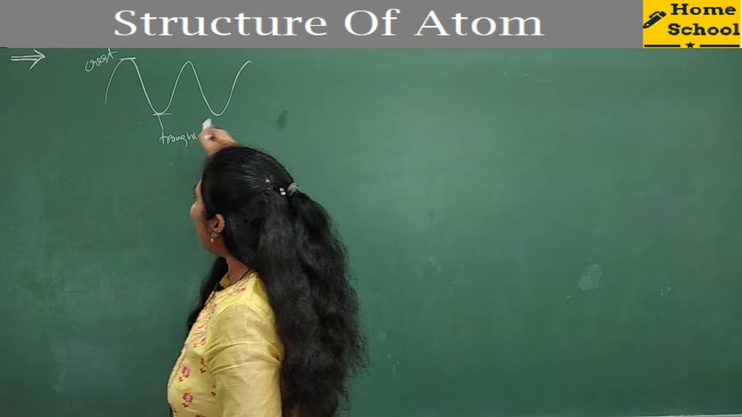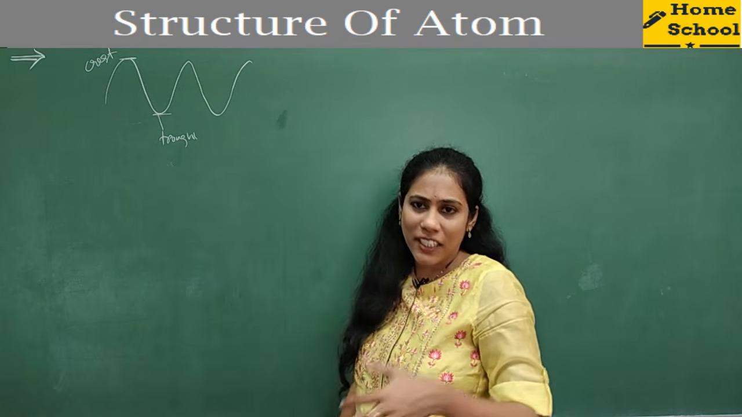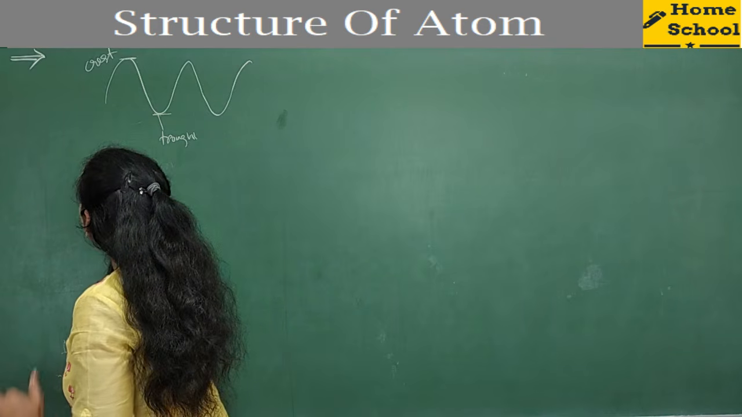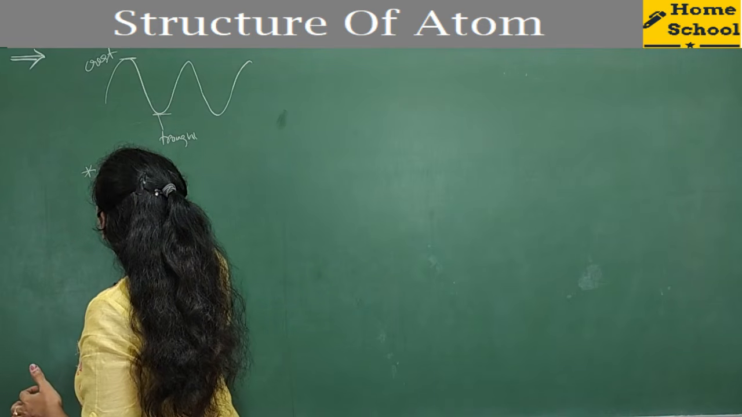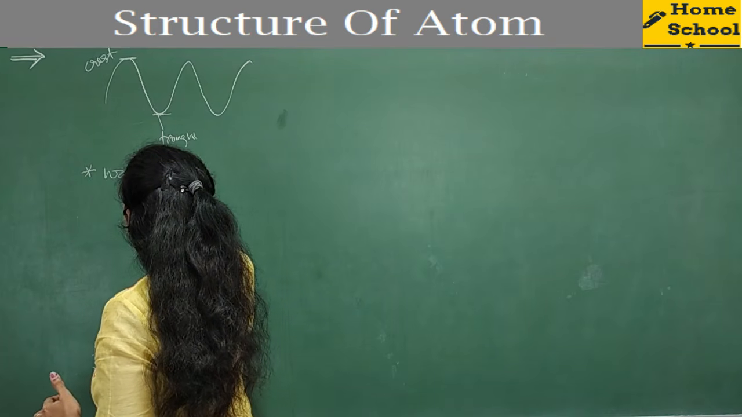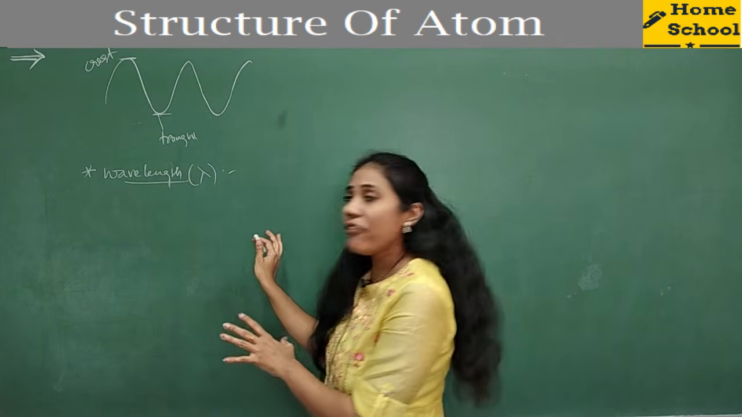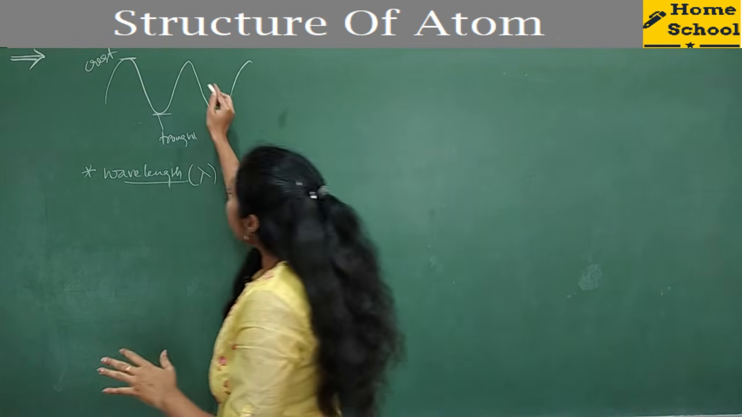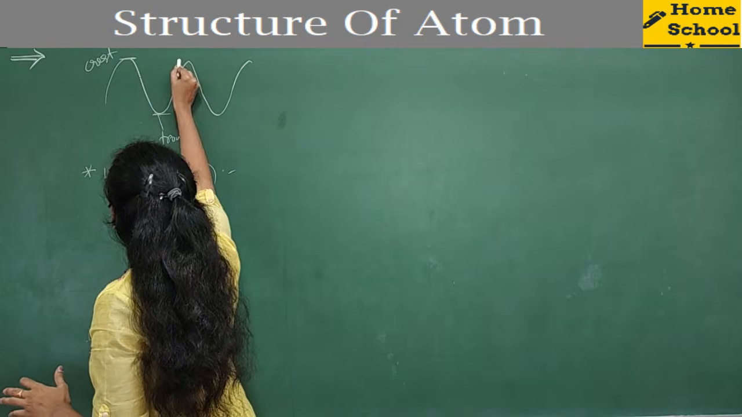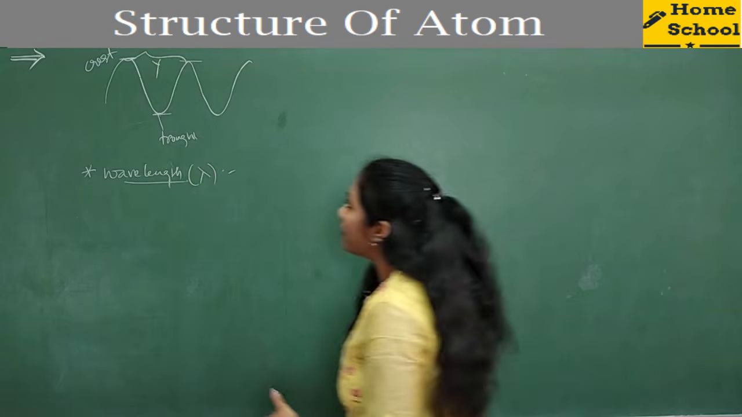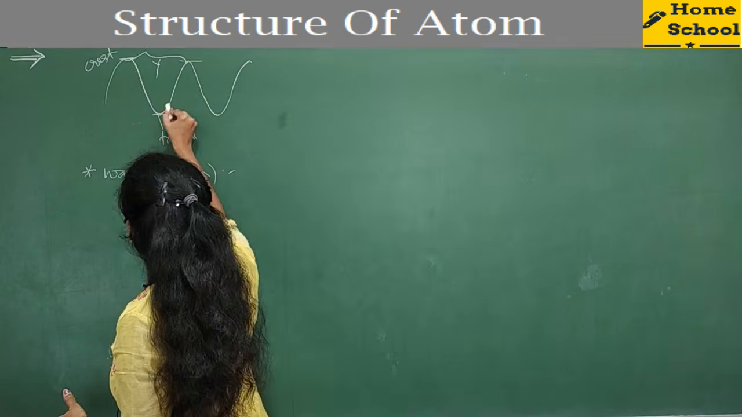Actually, you have studied this wave in your lower classes, right? One of the important properties of a wave is wavelength. What do you mean by wavelength here? It is the distance between two crests. This particular distance we call lambda. And this much we call one wave.